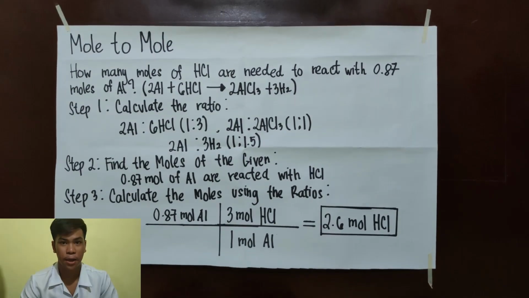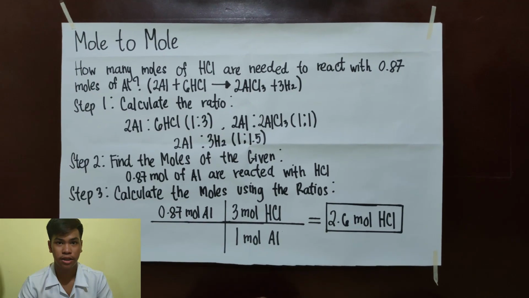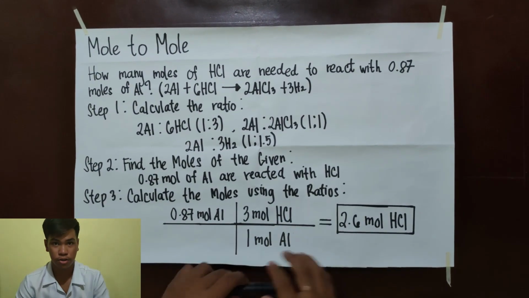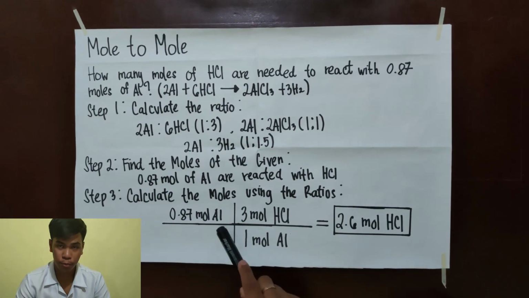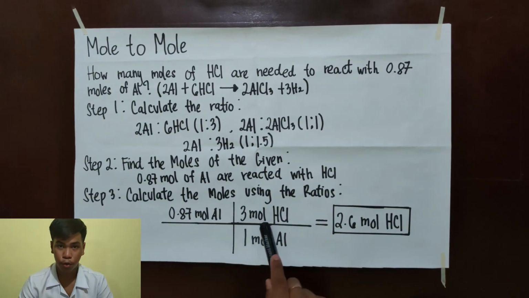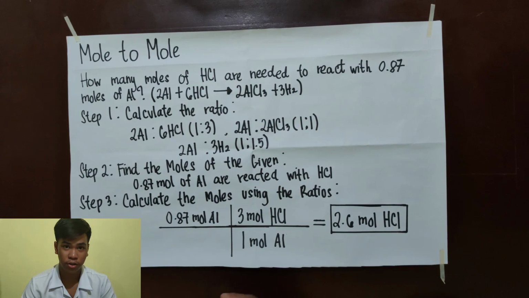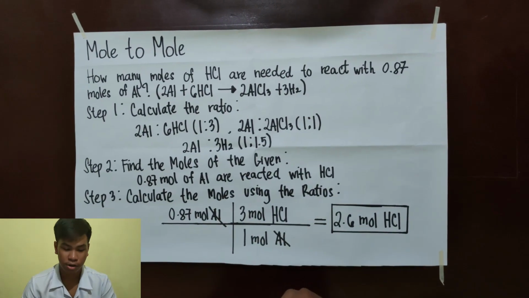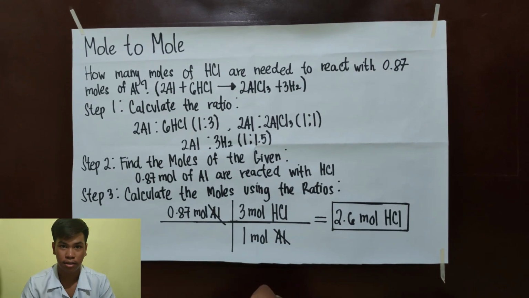And lastly, step 3. As mentioned, mole to mole is a single-step process. So, calculate the moles using the ratios. We have the given: 0.87 mole of aluminum times 3 mole of hydrogen chloride over 1 mole of aluminum. So, we cancel out aluminum, and it equals 2.6 moles of hydrogen chloride.